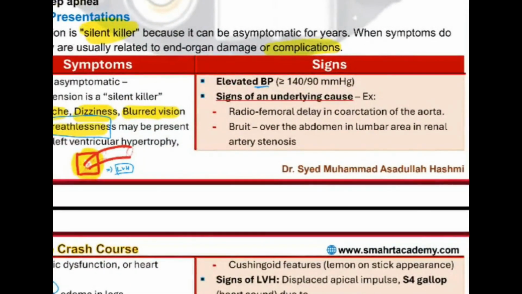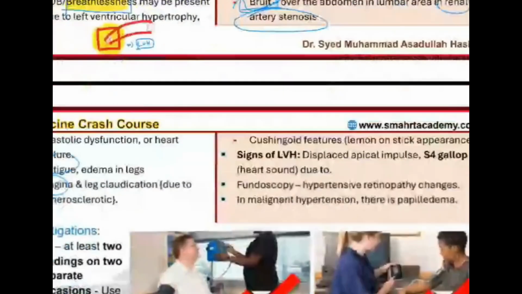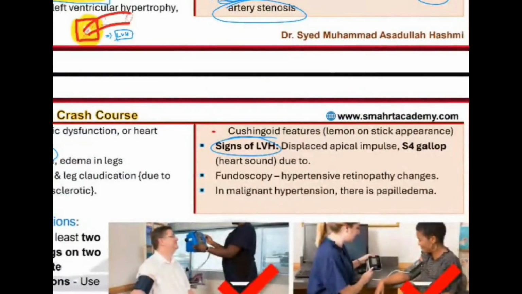Signs: elevated BP, which you can see already. Signs of underlying disease like coarctation, radiofemoral delay will be there. If there is renal artery stenosis, you will hear some auscultatory sound on the abdomen, okay, especially the lumbar area. LVH, what are the signs of LVH?